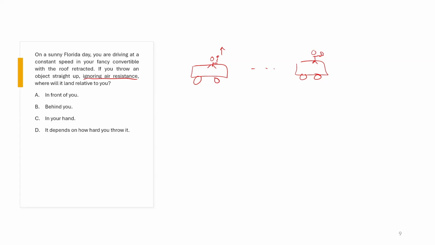So I'm saying, if you throw an object straight up and ignoring air resistance, where will it land relative to you? Well, the principle of inertia says that an object retains its motion with constant velocity in the same direction unless upon it is acting a force. There's no force in here for the object, and the object starts with a motion in the horizontal component, which is the velocity of the car.